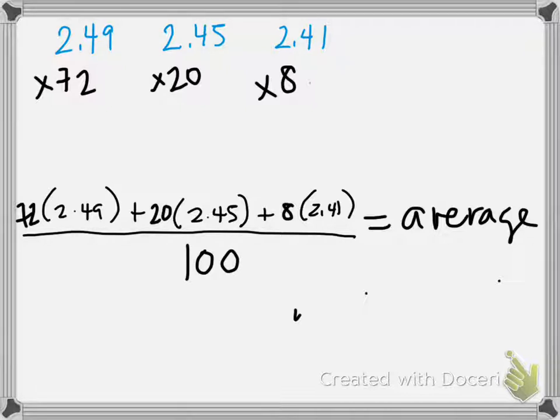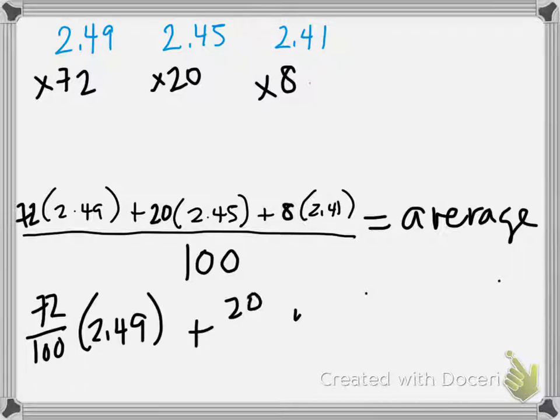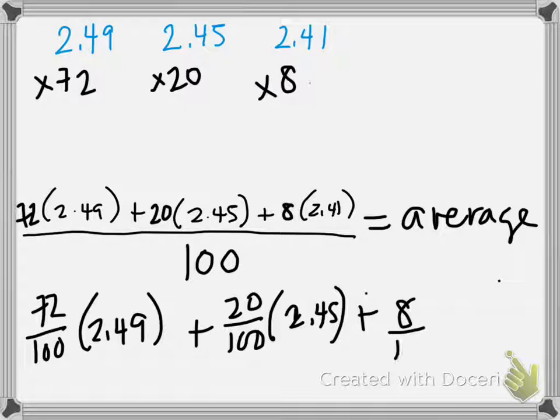Huh. Well, would that mean that I could actually do this? 72 divided by 100 times 2.49 plus 20 divided by 100 times 2.45 plus 8 divided by 100 times 2.41. Could I do that? You betcha. Something divided by 100 is what?